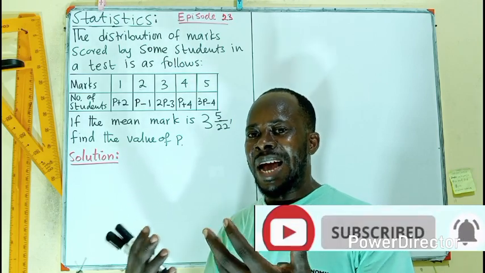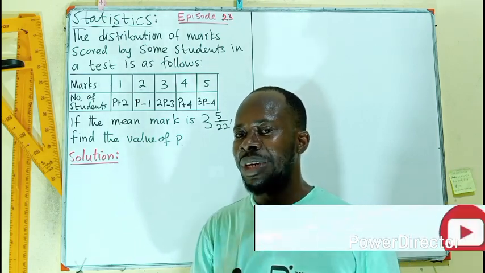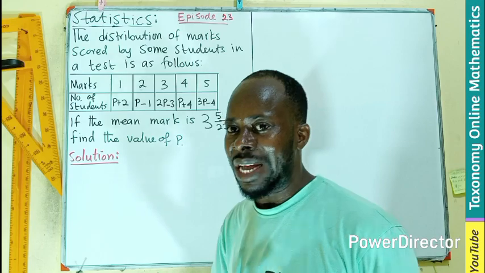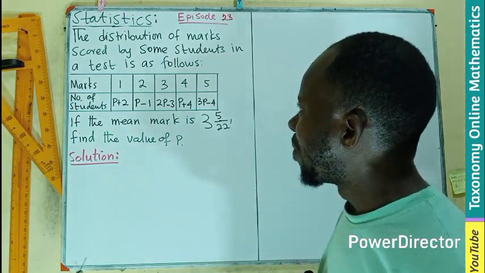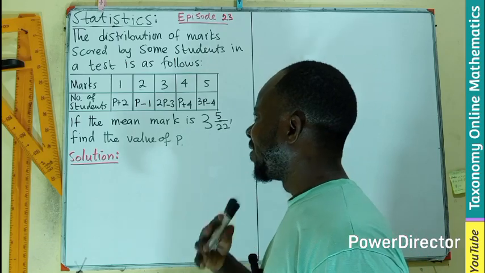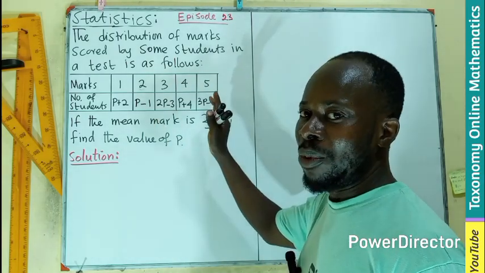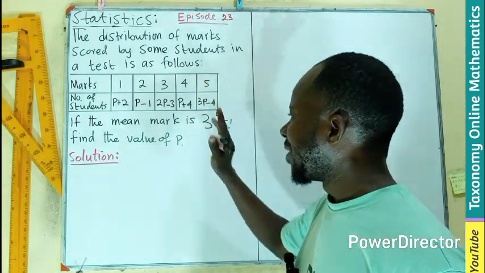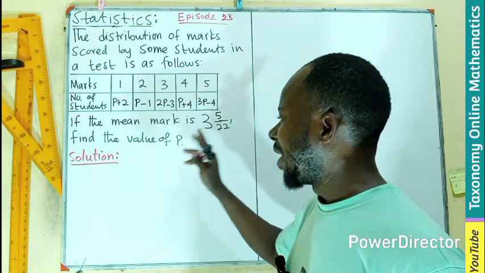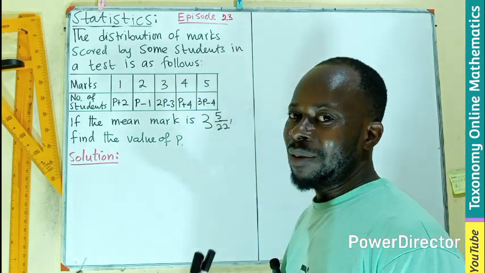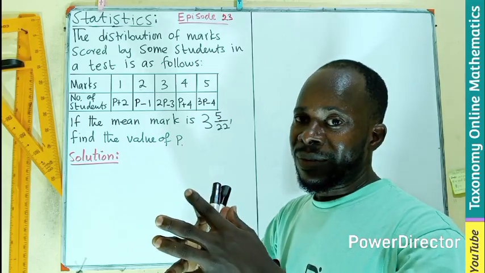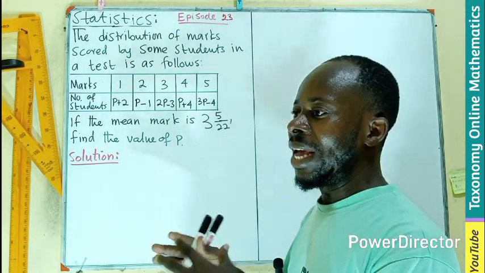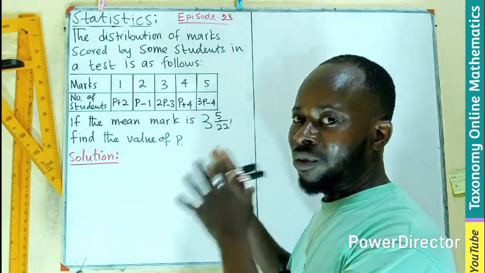We are only refreshing ourselves with some of the formulas we did in the previous episode. That's the application. We have the distribution of marks scored by some students in a test given in this table. If the mean mark is given as this, we have to find the value of P. This simply means we are finding the mean, right? The mean formula is what we are going to use in solving this question.